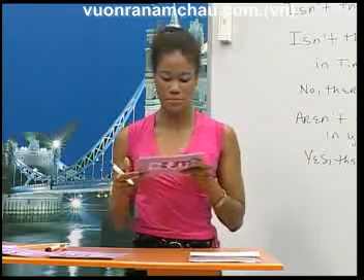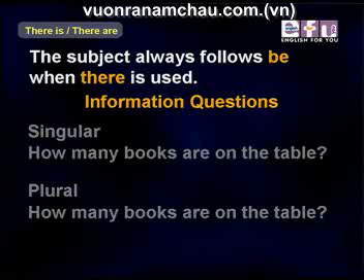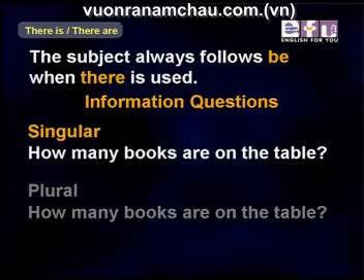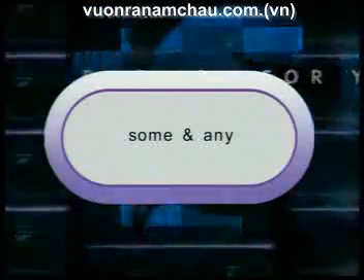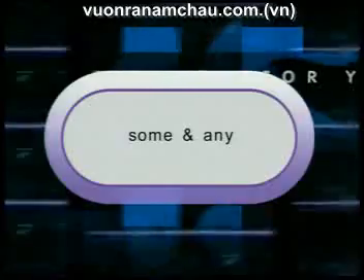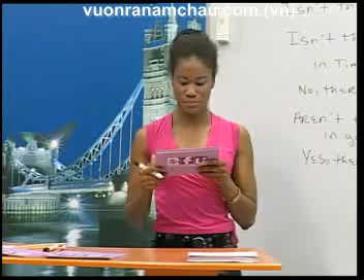Yes, no questions. Singular. Is there a book on the table? Yes, no question, plural. Are there any books on the table? Now, how about information questions? How many books are on the table? Plural. How many books are on the table? Some and any. Now we will review some and any.